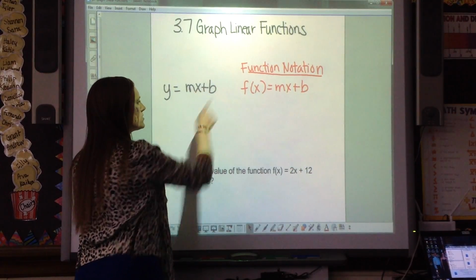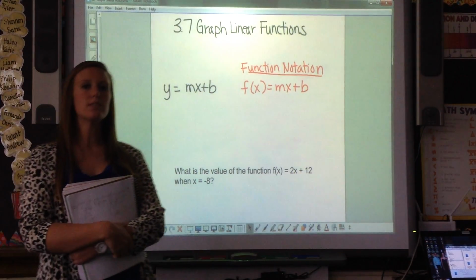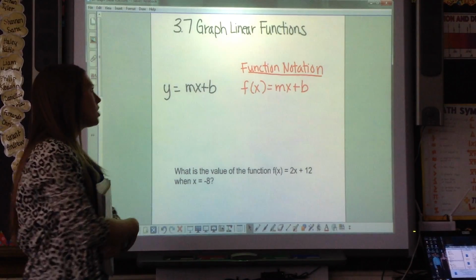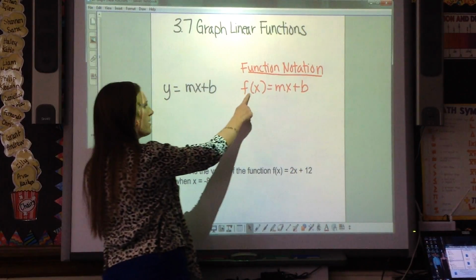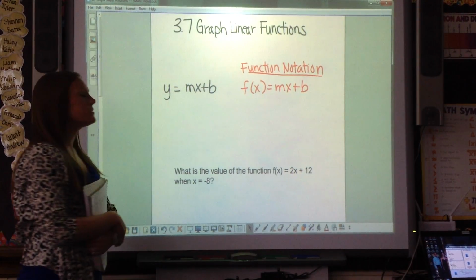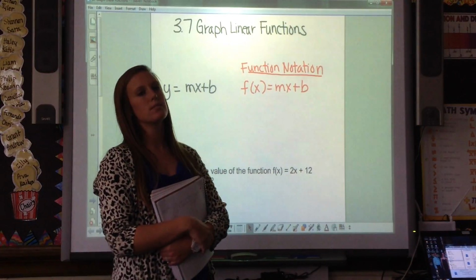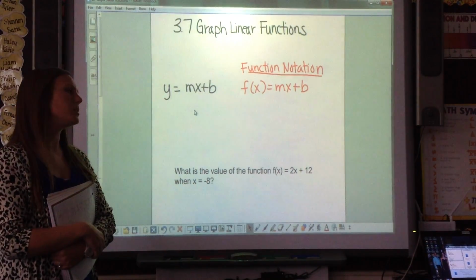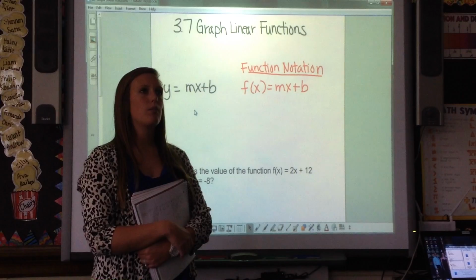Here's the old way, there's the new way. Notice some differences and some similarities. Gone is the y, and instead we have f of x. And then on the right side we have the mx plus b. That means the same thing. The slope is the m and the b is the y-intercept.